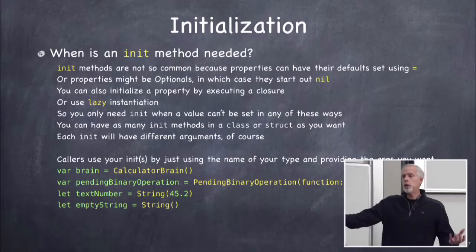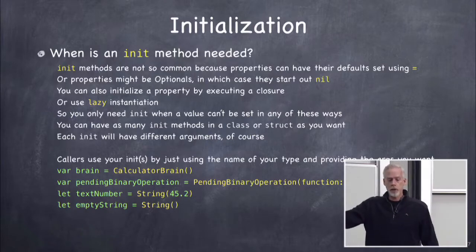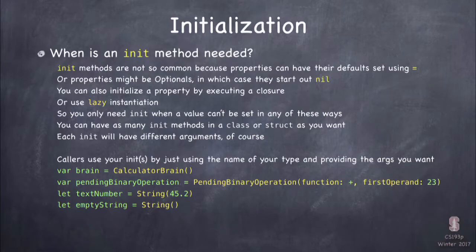Callers execute your init by creating one of your thing. They just put the name of the type and parentheses and the arguments you want for that init. So they pick which of your inits they want and they call that one with those arguments. So we've seen many examples of this in our lecture so far.